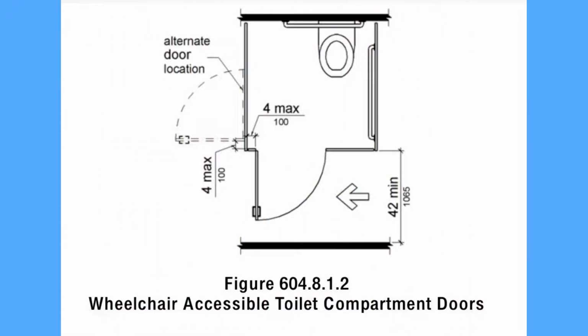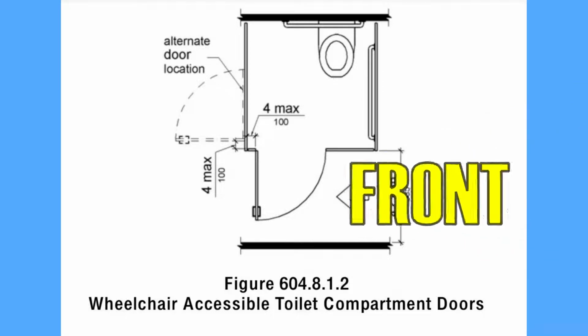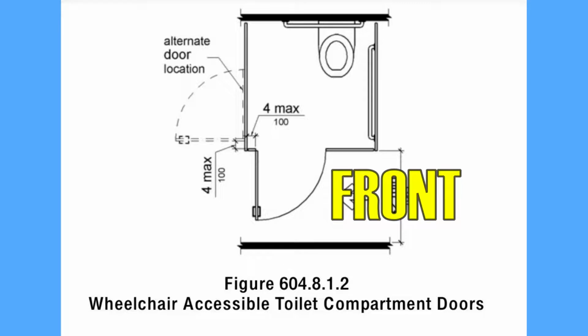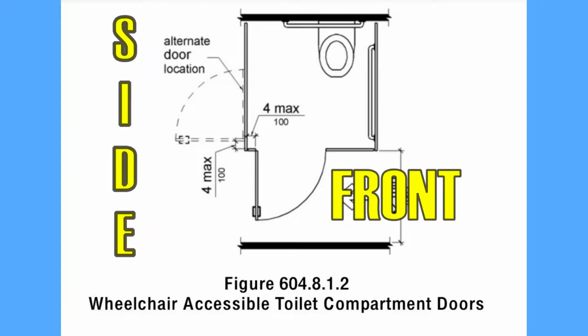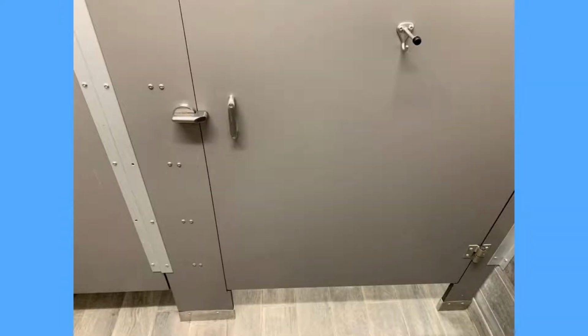Toilet compartment doors must be placed in either the front partition or the side wall or partition farthest away from the water closet. If it's located in the front partition, the door shall be 4 inches maximum from the side wall or partition. If it is located in the side wall or partition, the door opening must be 4 inches maximum from the front wall. The door must be self-closing. A door pull must be placed on both sides of the door, and the toilet compartment door cannot swing into the minimum required floor space for the water closet.